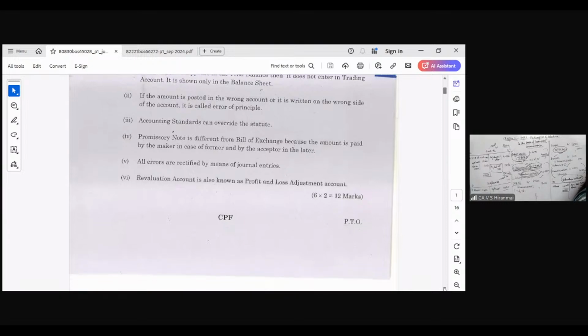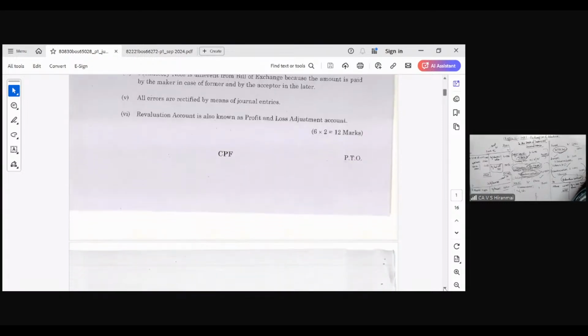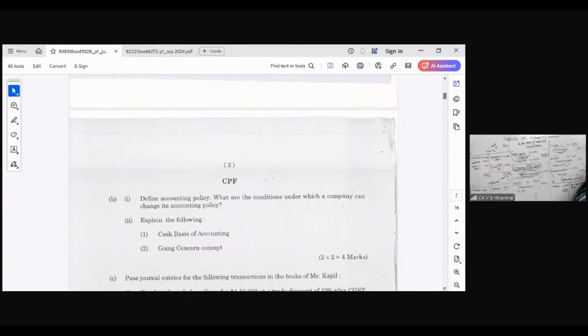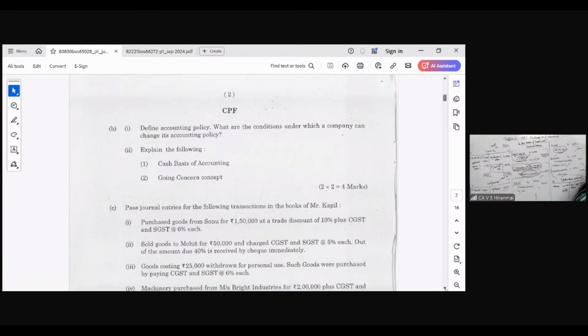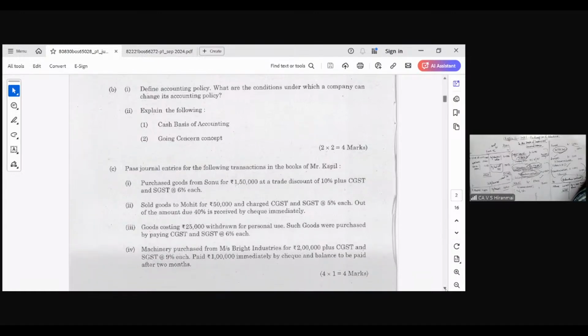So 1 mark for writing whether true or false, and 1 mark for writing what the reason behind that is. Okay. And then please see here in the B question, you will again get a theory. Define accounting policy, and this comes from your chapter number 1, your theoretical framework. Okay, that comes for 4 marks. So 12 plus 4, 16 is done.